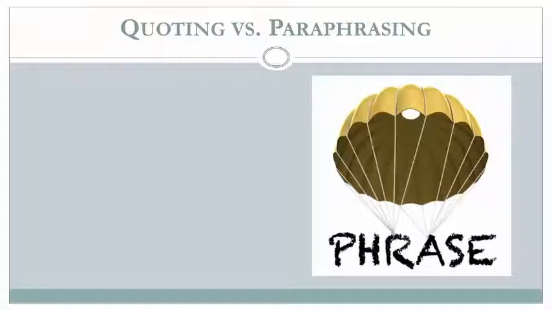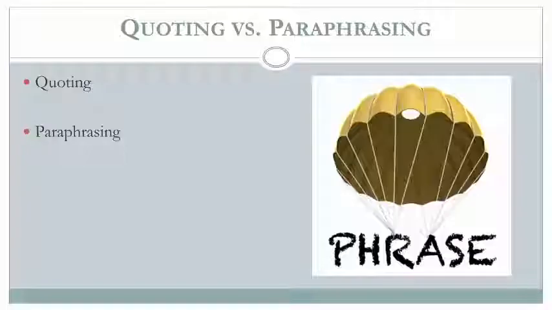I want to talk to you about the difference between quoting versus paraphrasing. Quoting is identical to the original. It's a word-for-word copy of what was in the original, and you want to make sure that you attribute that quotation to the original author. Paraphrasing is when you take what you read in that original source and you put it into your own words. A paraphrase still needs to be credited to the original author, the original person who came up with that idea.